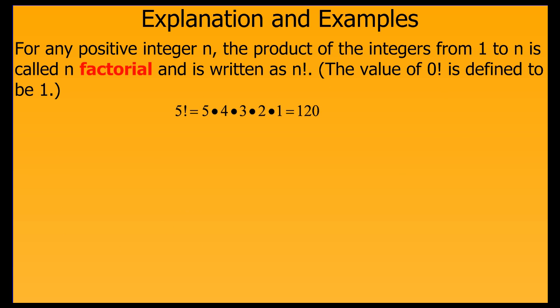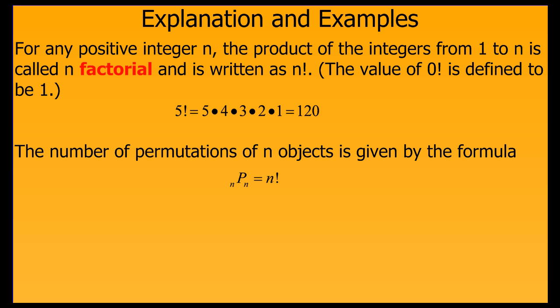We're now going to define factorial, as it's going to come in handy in a formula in a minute. For any positive integer n, the product of the integers from 1 to n is called n factorial and written as n with an exclamation point. The value of 0 factorial is defined to be 1. So, for example, 5 factorial is 5 times 4 times 3 times 2 times 1, which equals 120.